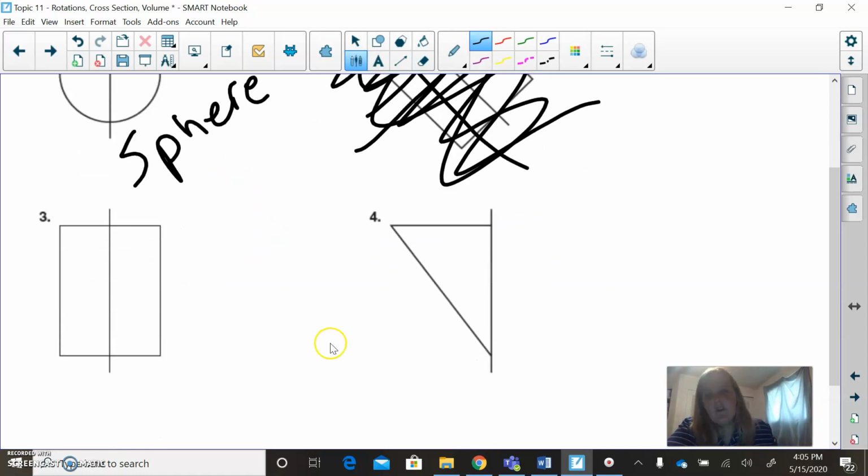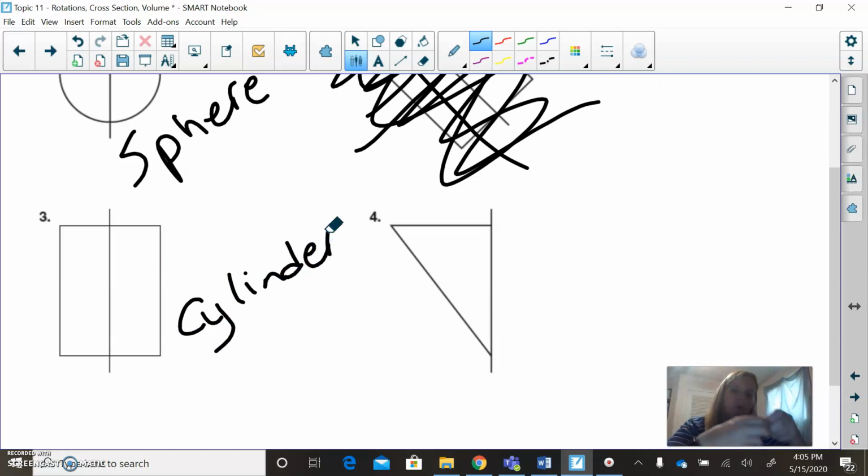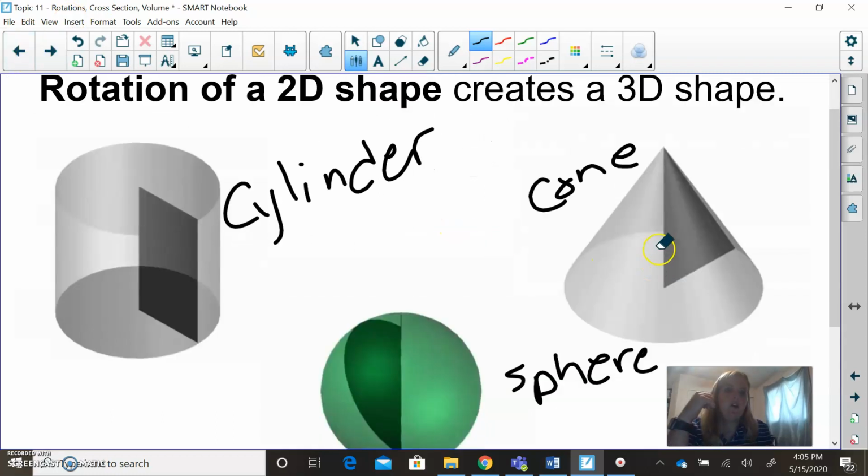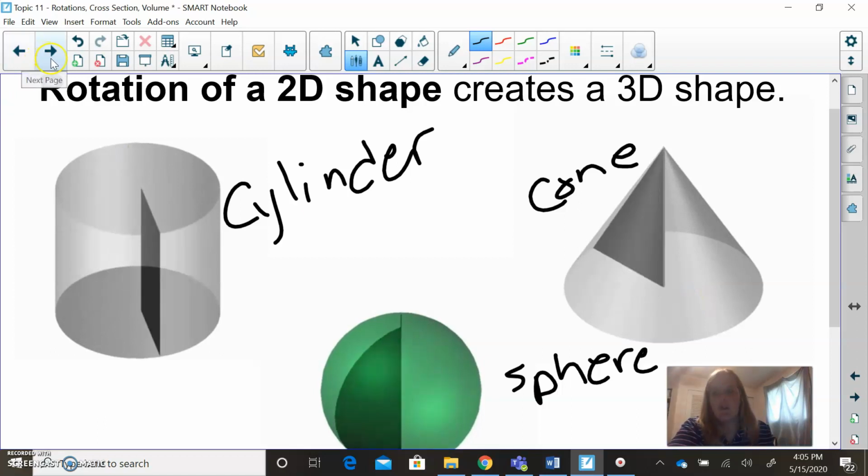Sphere. Okay. Now, if we took a rectangle and did the same thing, it's going to be a cylinder with like a hole in the middle, like a tube. So it's like a cylinder with a hole in the middle, like a PVC pipe or any kind of pipe, like plumbing pipe, okay? And then the triangle, that's kind of the same thing. It's going to be a cone. That's kind of like the graphic that we did beforehand. It's the same thing. It's a cone.